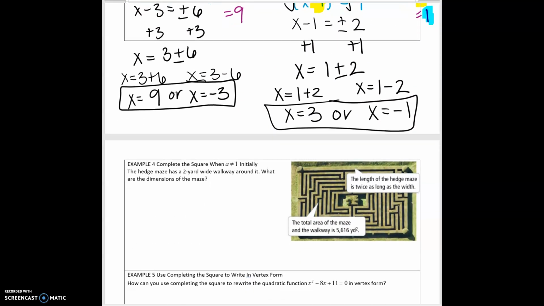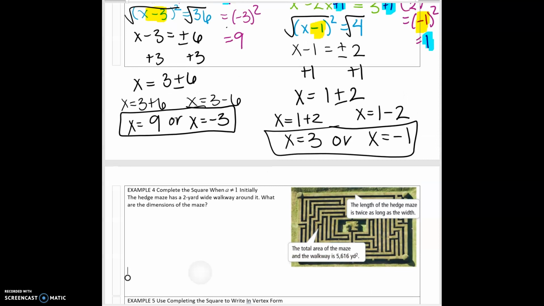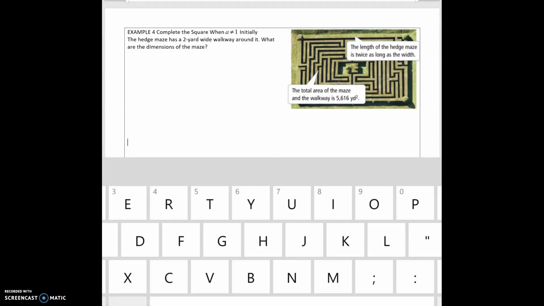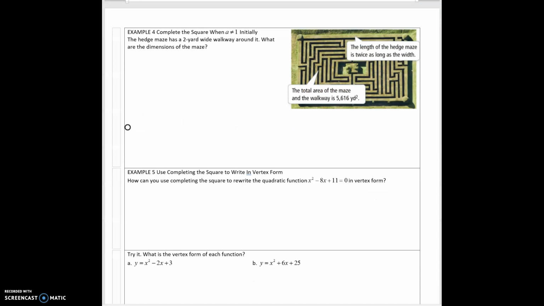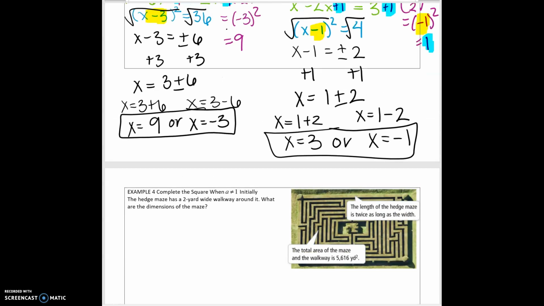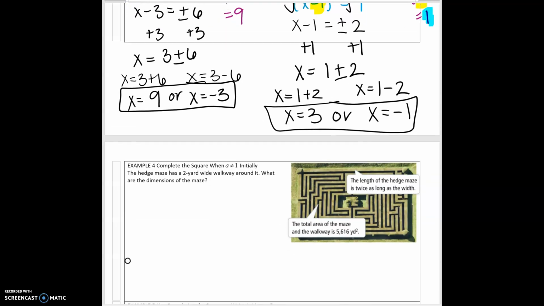So the last example that we are going to do today is a story problem or a word problem. Example 4, complete the square when a is not equal to 1, which is what we've been doing up top there. We have a maze, which is pictured here, with a 2-yard wide walkway around it. The length of the hedge maze is twice as long as the width, and the total area is 5,616 yards squared. So it's asking what the dimensions are.